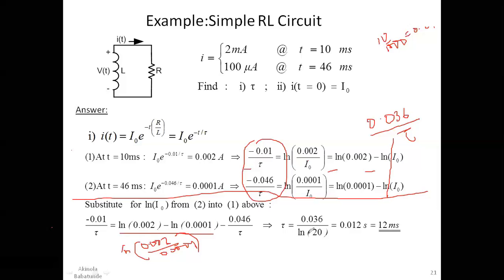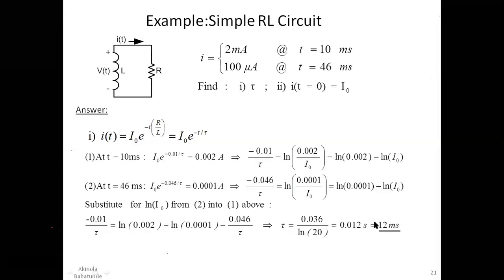That's not going to be too important, as long as you do it correctly and you arrive at the right value. So at the end of the day, you will find out that your tau will be equal to 12 milliseconds. So from what you can see here, we found our tau to be 12 milliseconds. And once we found tau to be 12 milliseconds, we can go ahead, because the question says we should also find I naught. Finding I naught would be easy from the simultaneous equation here.